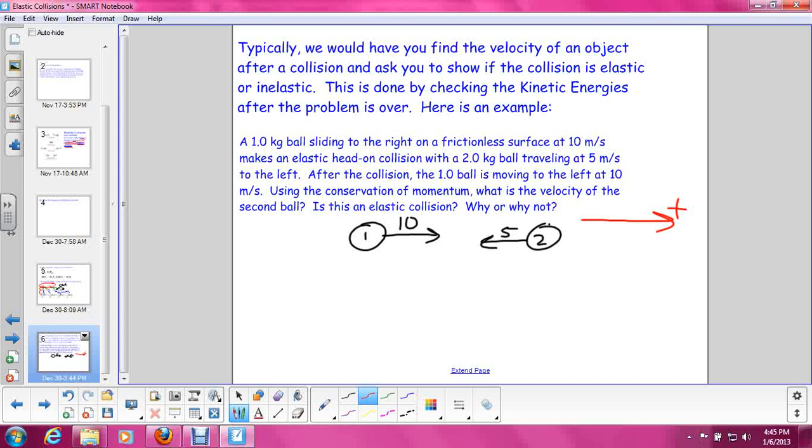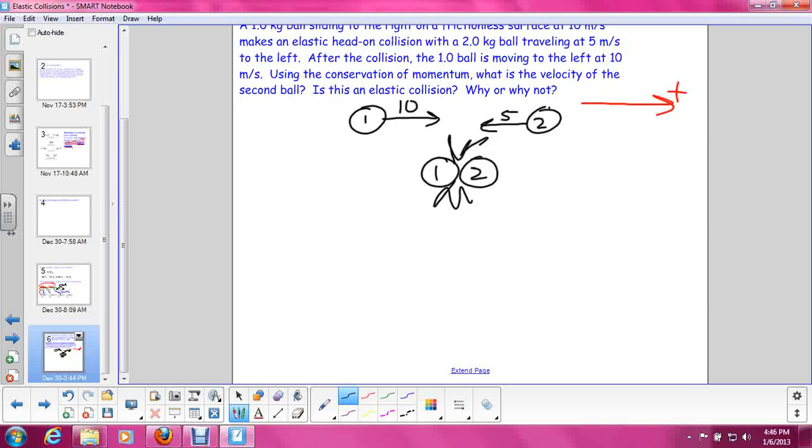So now that we have our picture, they are going to collide, 1 and 2. And after the collision, our 1 kilogram ball is moving in the negative direction now, to the left, at... sorry, not 5. So it has a velocity of negative 10. And our 2 kilogram ball, we don't know. It might be moving this way, it might be moving this way, it might not be moving at all. That is what we're trying to find out.